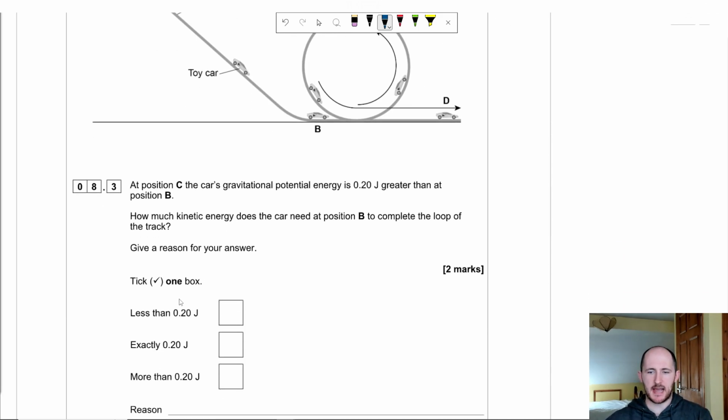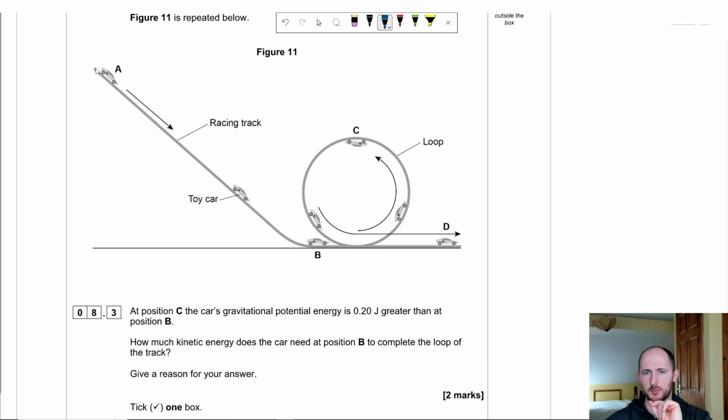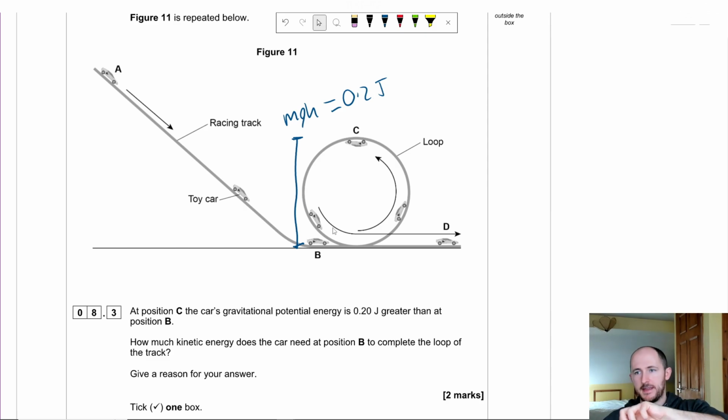Now, if it doesn't have 0.2 joules of kinetic energy, it means as it goes up, let's put it this way. Gravitational potential energy gets converted to kinetic, right? To go back to C, that kinetic energy is being converted back to gravitational potential energy. Part of the kinetic energy is converted into gravitational potential, and it requires 0.2 joules of energy to get up to there, because it's being raised against gravity.